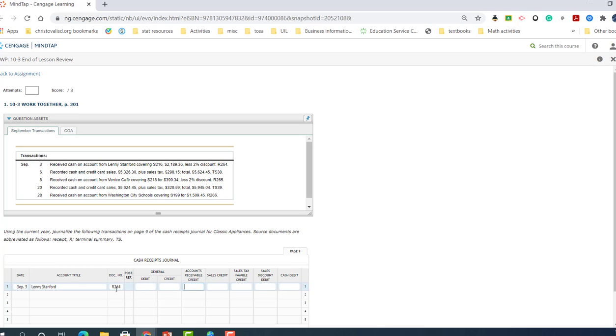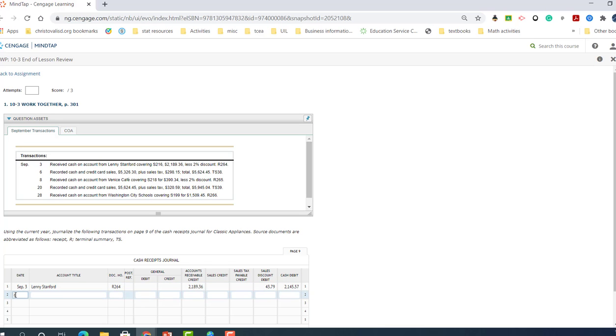And the accounts receivable is going to receive a credit of $2,189.36. But he paid it with a 2% discount. So I calculate 2% of that total, and I end up with $43.79. And when I subtract that from how much the bill was, that leaves the cash debit, the amount he actually sent in, which is $2,145.57.